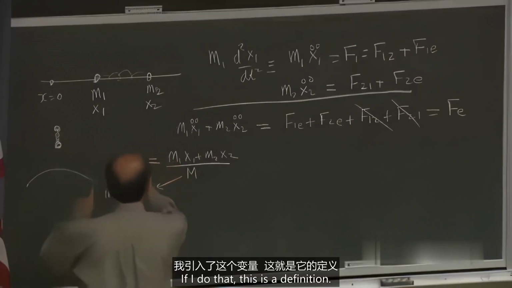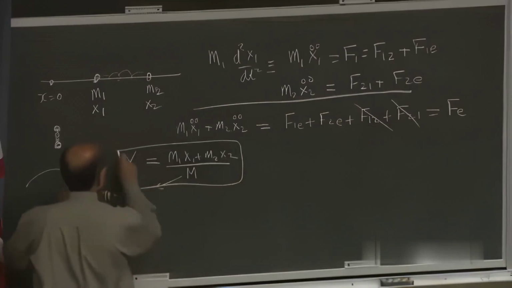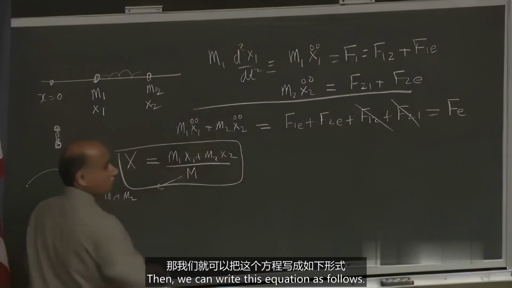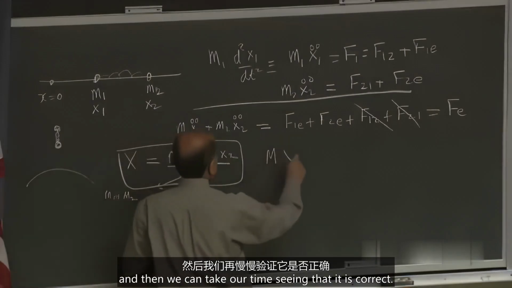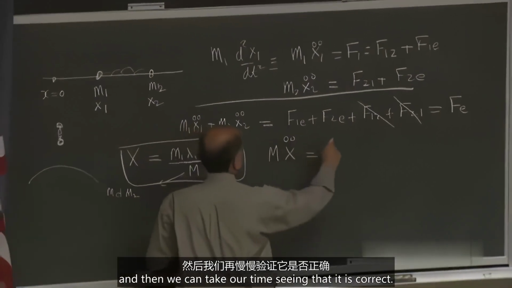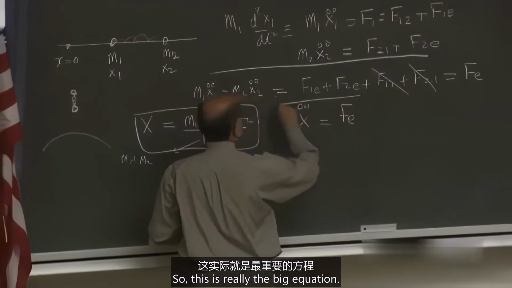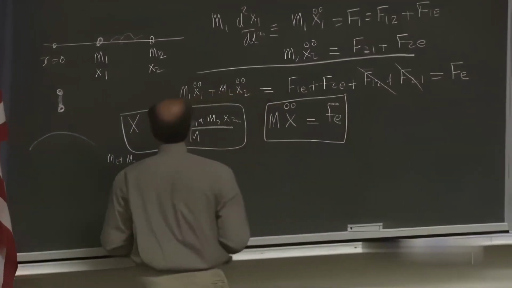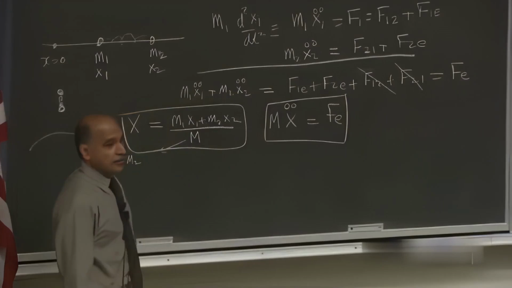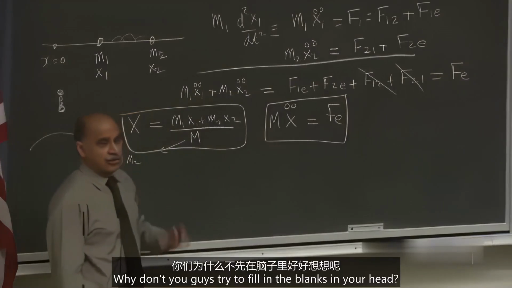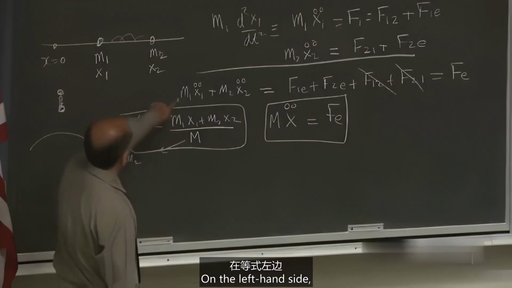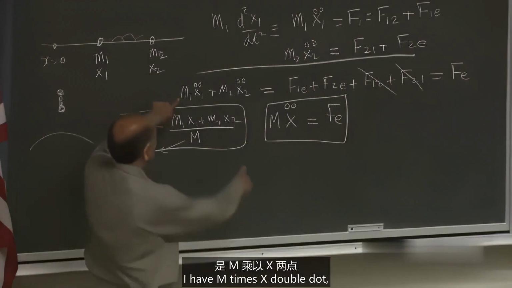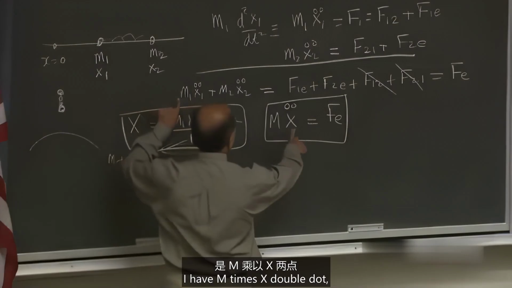If I do that, this is a definition, then we can write this equation as follows. I will write it, and then we can take our time seeing that it is correct. So this is really the big equation. Why don't you guys try to fill in the blanks in your head? This is really correct. On the left-hand side, I have capital M times x double dot.